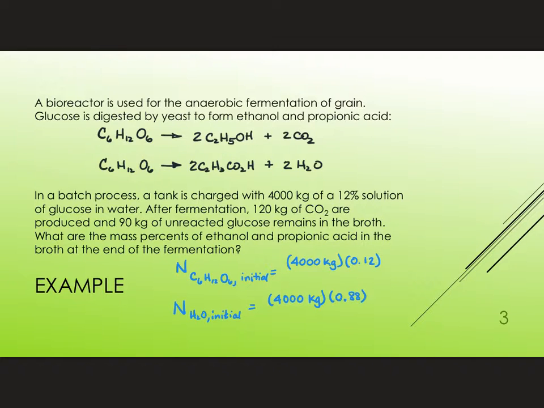Initially, I have 4,000 times 0.12 kilograms of glucose with 4,000 times 0.88, the balance, water. And that tells me my mass, but I need to divide by the molecular weight in order to turn this into moles. So I have 2.665 kilomoles of glucose, and I have 195.3 kilomoles of water in the feed.